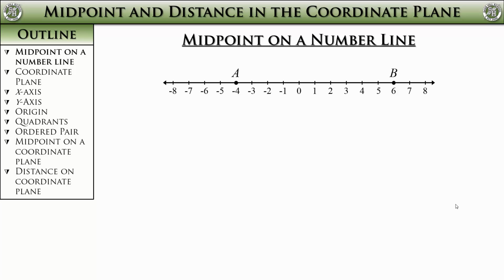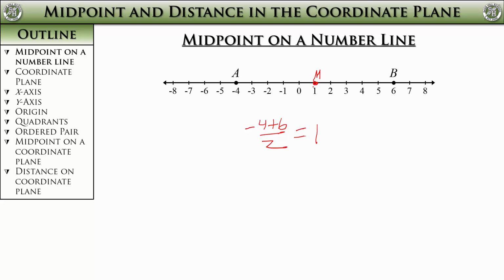Here, if I wanted to find point M, which is the midpoint of point A at coordinate -4 and point B at coordinate 6, we just take the average of -4 and 6. If we take the average, we end up with 1. So that's where point M is. That's the midpoint on our number line.